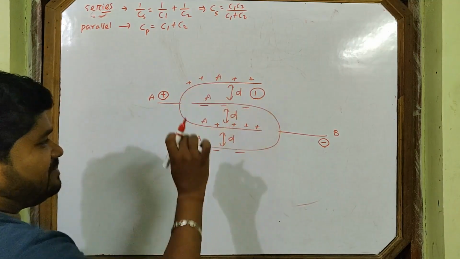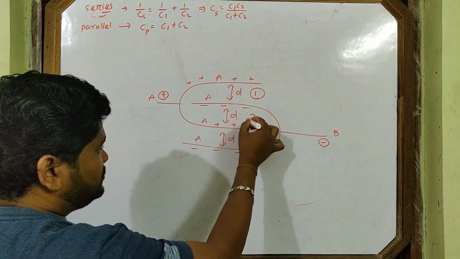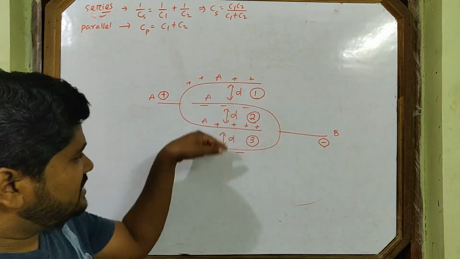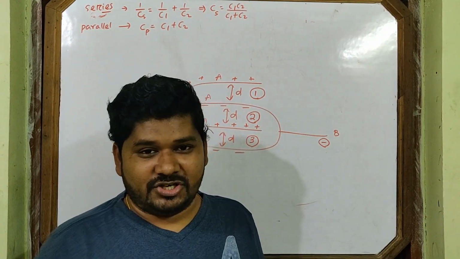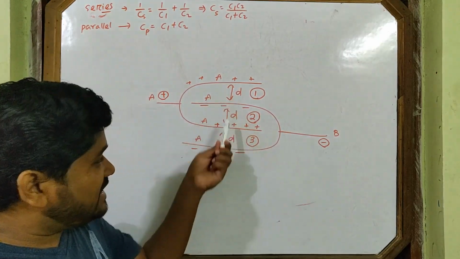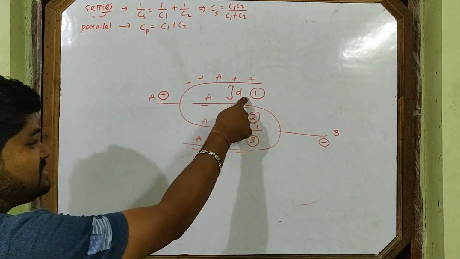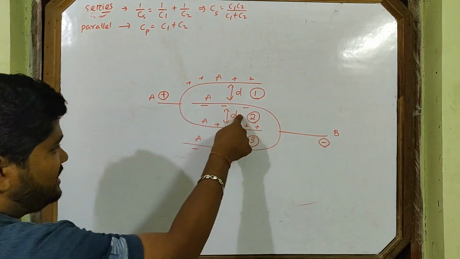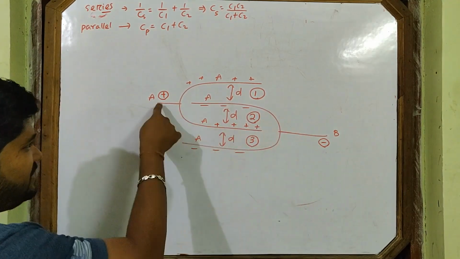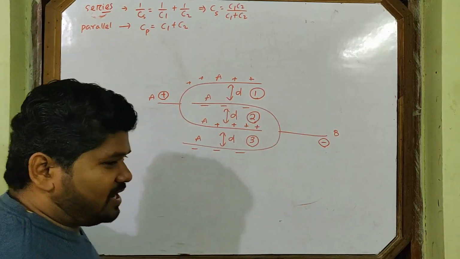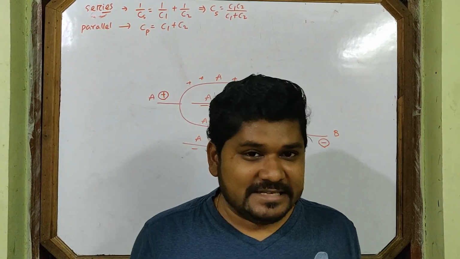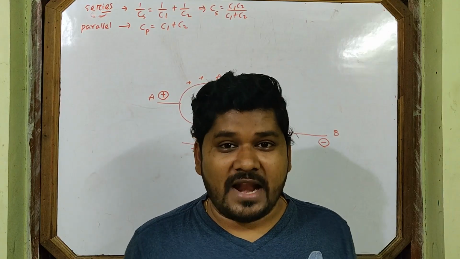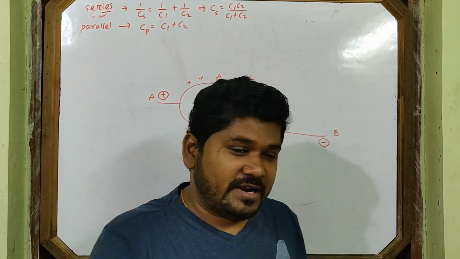Plus minus plate separated by finite distance. This is one capacitor, 2. This is one capacitor, 3. How many capacitors are here connected? 3 capacitors. And how are these 3 connected? First capacitor positive A, negative B. Second capacitor positive A, negative B. Third capacitor positive A, negative B. So how are they connected? In series or in parallel? Okay, they are connected in parallel because all positive A, all negative B.